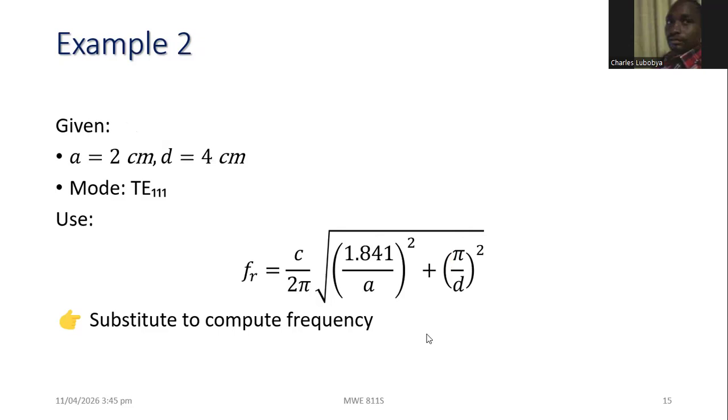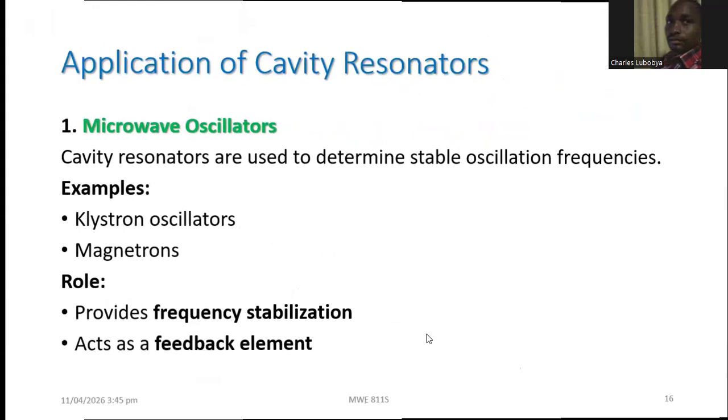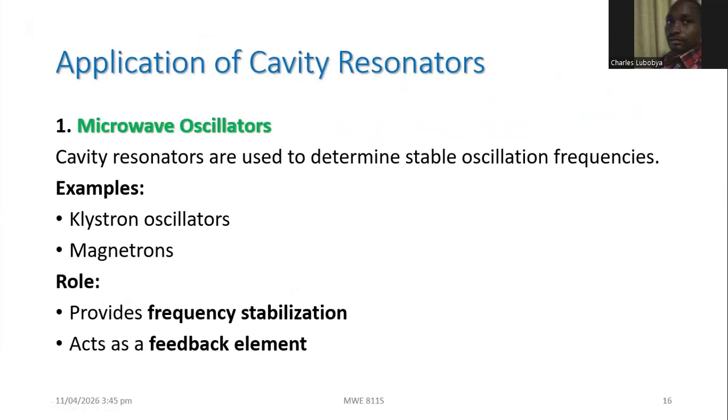Next, I want us now to discuss applications of cavity resonators. Now, most of these cavity resonators are used to fabricate microwave oscillator circuits, basically to make an oscillator. Now, we know from our knowledge in electronics that a simple oscillator will look something like this. There must be some DC source, plus and minus somewhere.